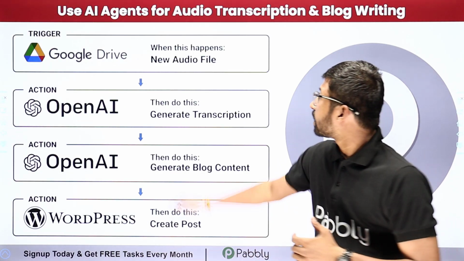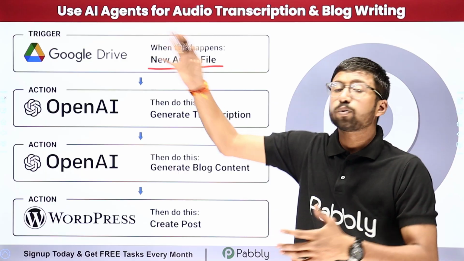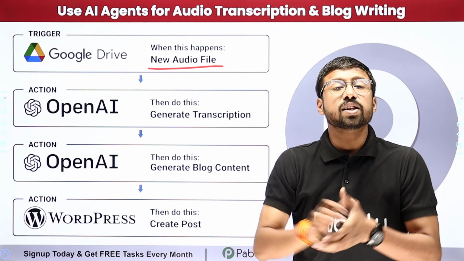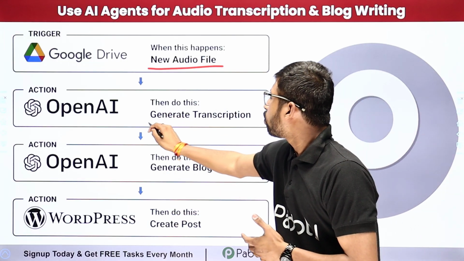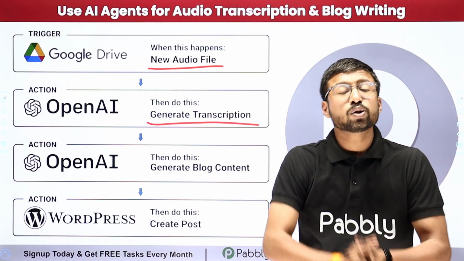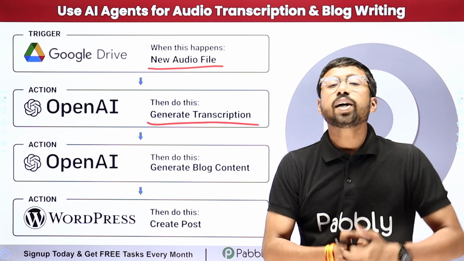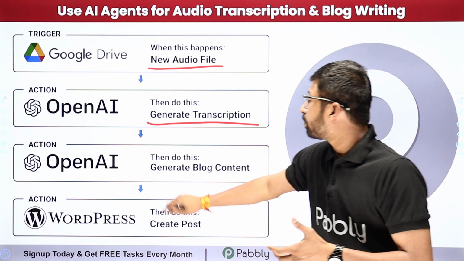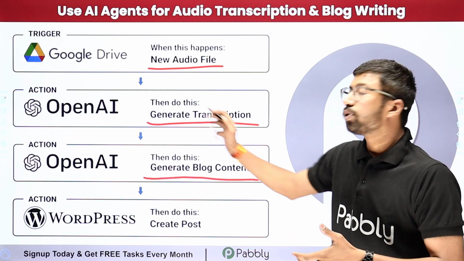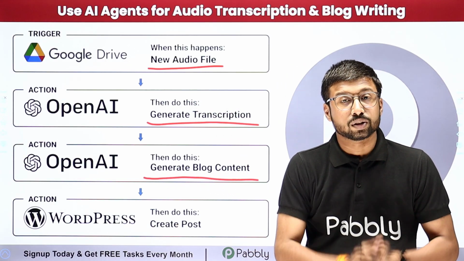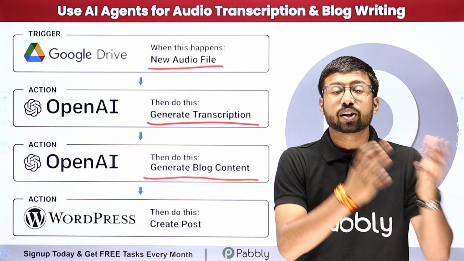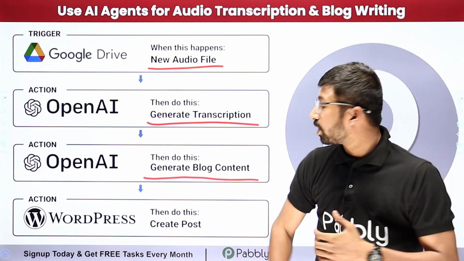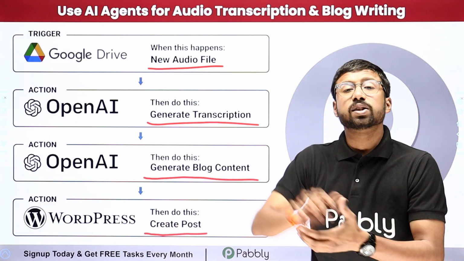This AI agent will capture the new audio files which we are uploading in our Google Drive folder. After getting the new files, it will send the same files to OpenAI, and using OpenAI, we are going to generate the transcription of these audio files. After getting the transcription, that same transcription will be sent to OpenAI or ChatGPT once again, and then we are going to generate the blog content from that transcription. And after getting the blog content like the title, the body of the blog, slug, and other details, we are going to create a draft of our post in our WordPress site too.